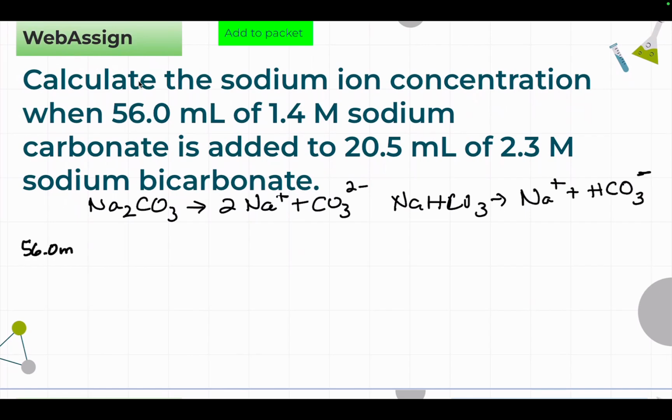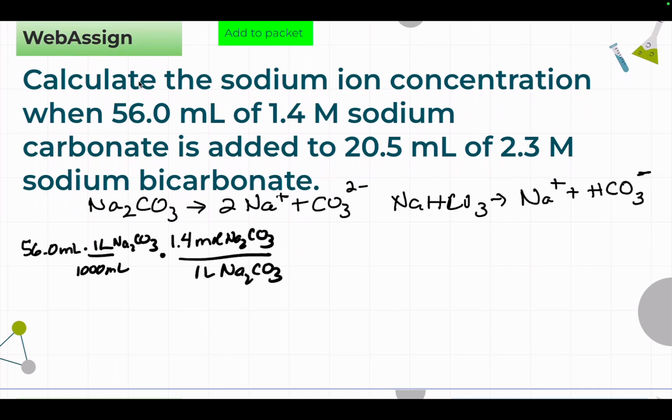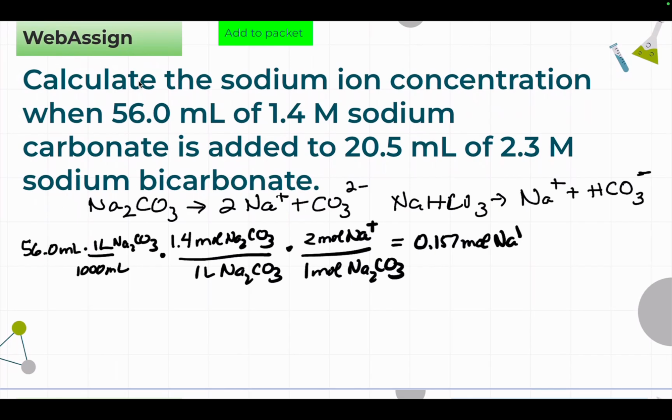So if I start with my 56 milliliters of sodium carbonate and I convert this to liters, I'm in liters of sodium carbonate. Now I'm going to use that molarity again, 1.4 moles of sodium carbonate for every 1 liter of sodium carbonate. And now I'm interested in the sodium ion, so I'm going to do that ion ratio to formula unit. There are 2 moles of sodium ions for every 1 mole of the sodium carbonate. When I do this, I get 0.157 moles of sodium ions just from that solution.